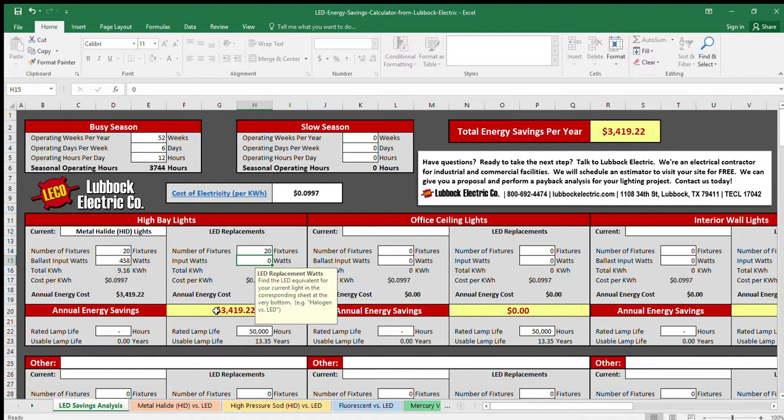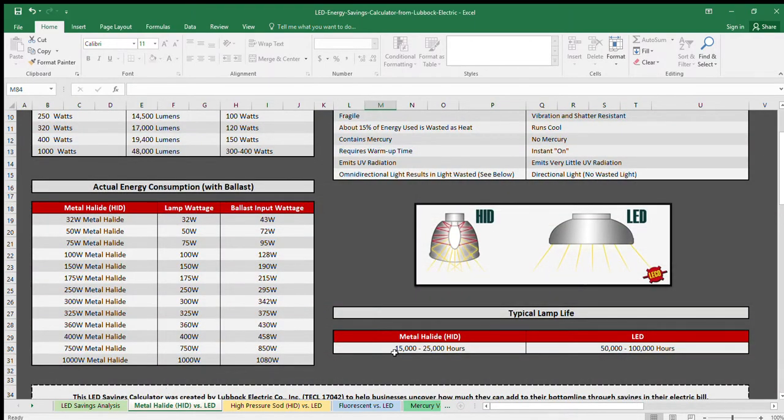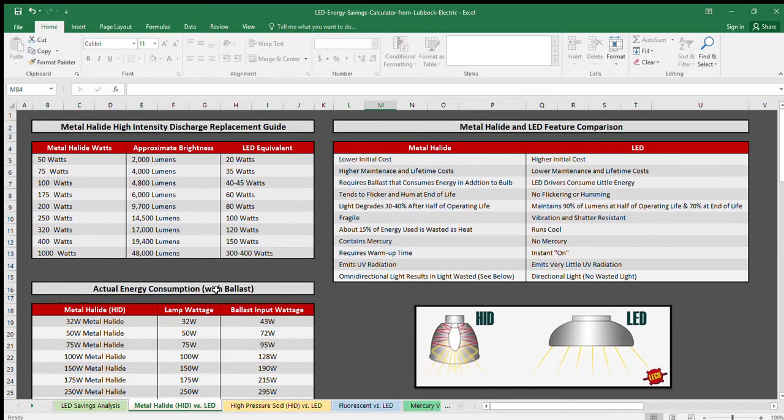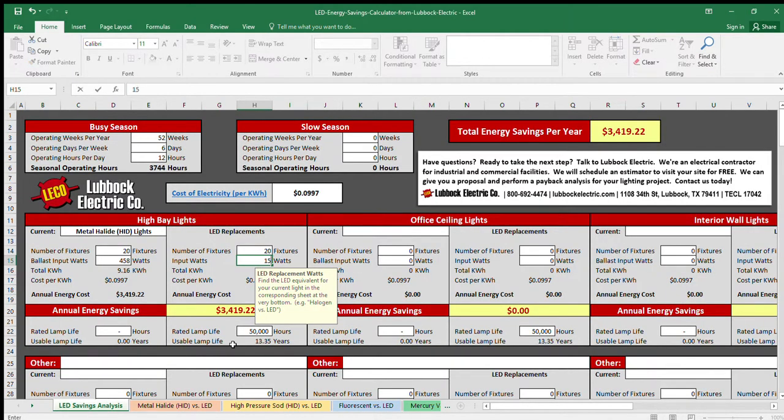Let's find an LED to replace them with. We'll go back to this guide because we need to match the brightness of our existing lights. And brightness is measured in lumens. And we find that a 150 watt LED is going to do the job. So we'll enter 150. We can do that because LEDs don't use ballasts, they use drivers, which are much more energy efficient. With that, we have the annual energy cost with the LED lights and our savings by making the switch per year.